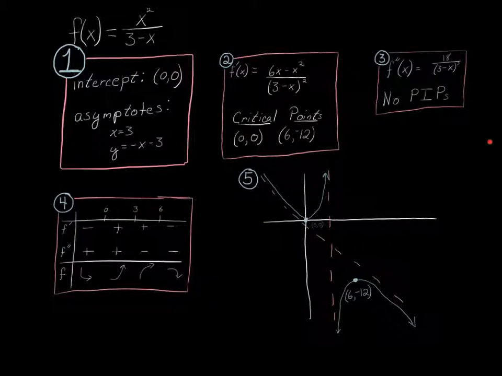The third is going to be finding what I call the pips. In this case, we don't have pips, potential inflection points, but if we did, this would be how we would find them. Fourth, I'm going to make a sign chart. And then finally, I'm going to graph the function.